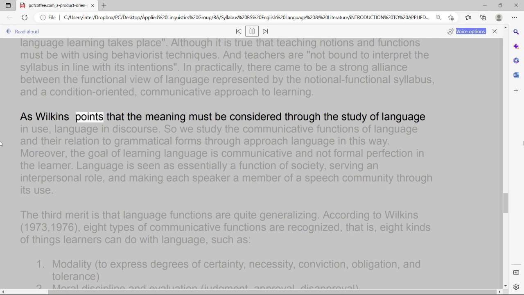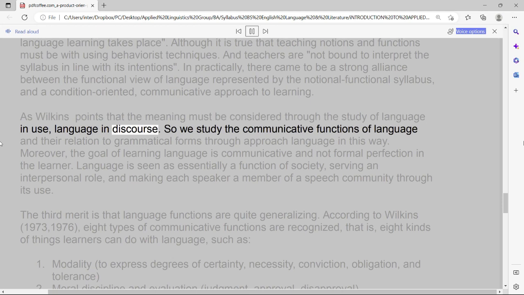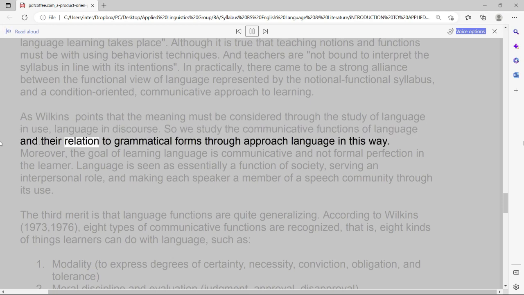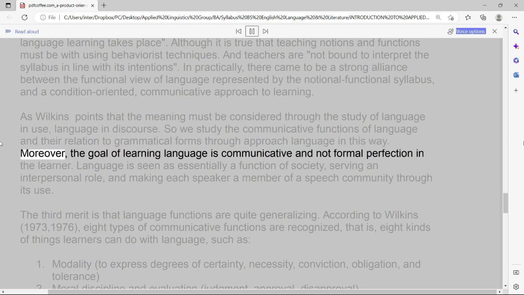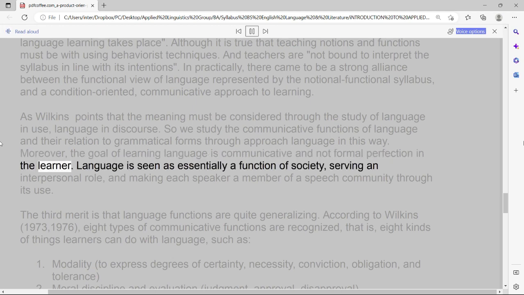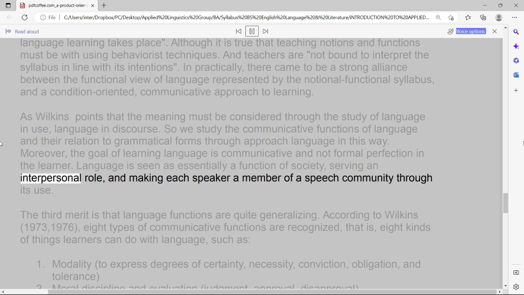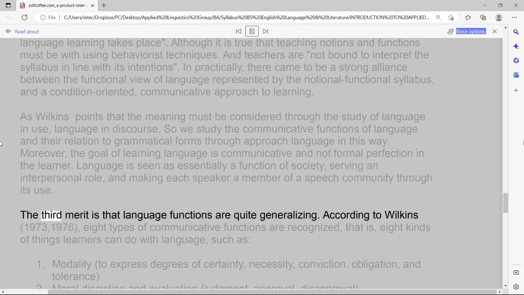As Wilkins points out, meaning must be considered through the study of language in use, language in discourse. So we study the communicative functions of language and their relation to grammatical forms through approaching language in this way. Moreover, the goal of learning language is communicative and not formal perfection in the learner. Language is seen as essentially a function of society, serving an interpersonal role, and making each speaker a member of a speech community through its use. The third merit is that language functions are quite generalizing.